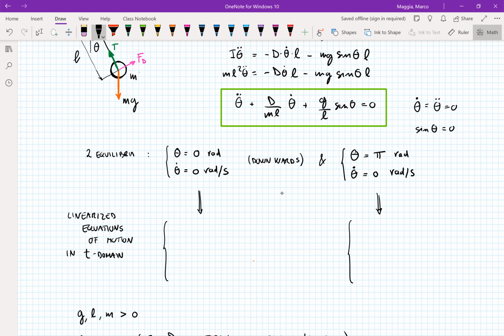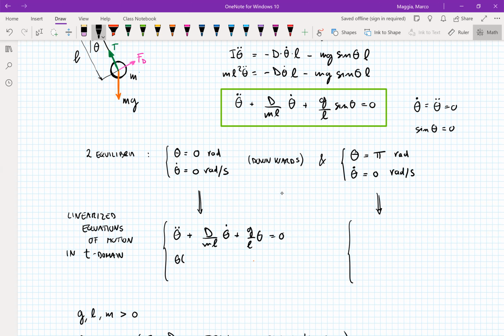Since we have a nonlinear system, again, this is just a review of what we've already seen, we want to linearize the system about a reference point. Here we have two reference points, so we're going to obtain two linearized systems. If we linearize about the downward equilibrium, we get theta double dot plus d over m theta dot plus g over L theta equals 0.